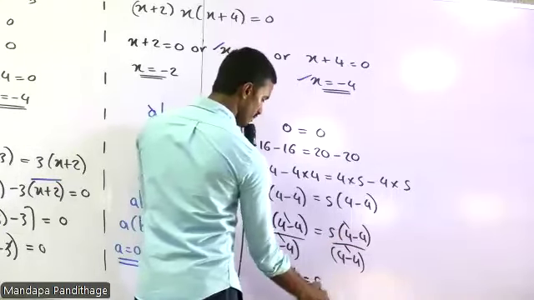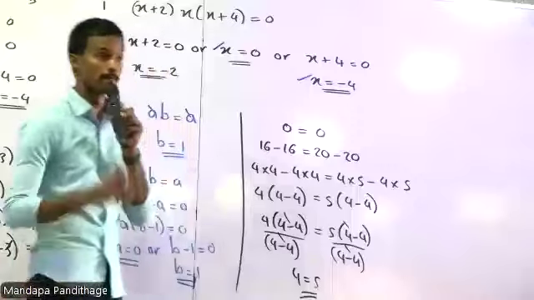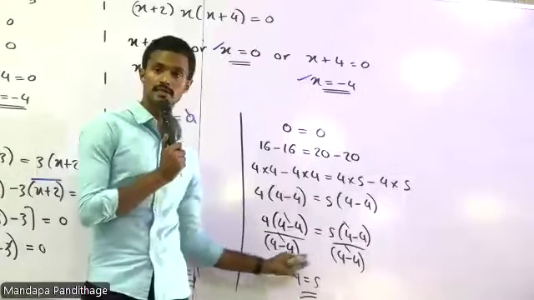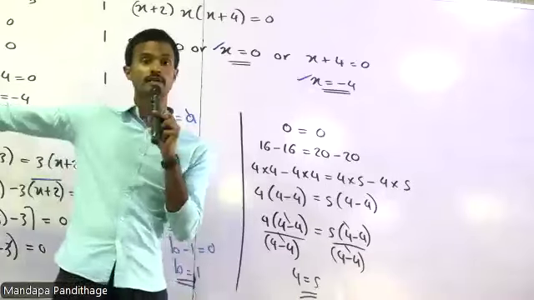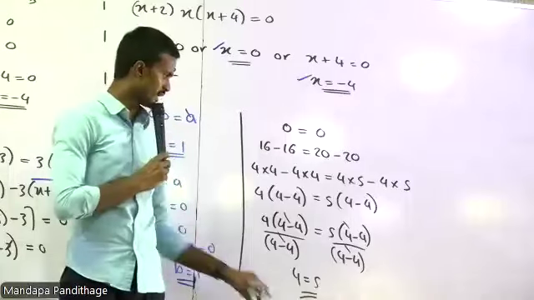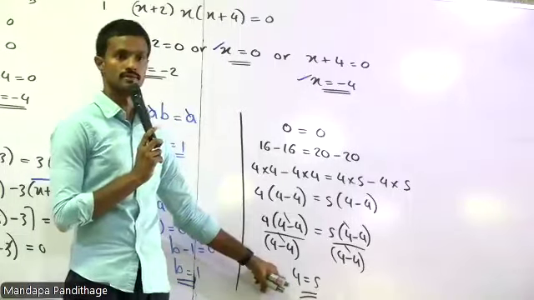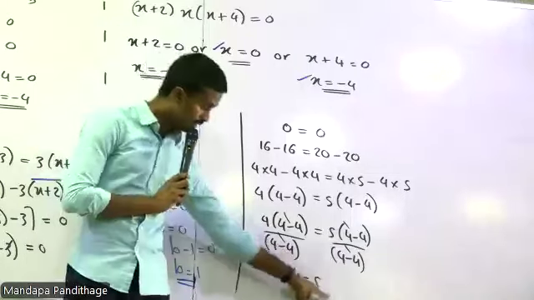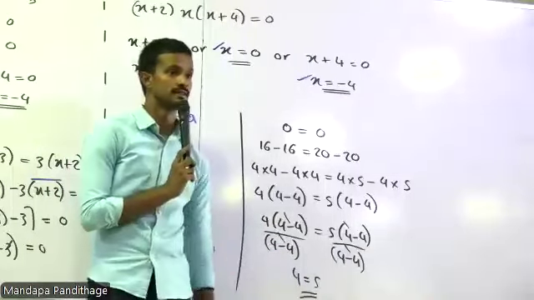4 is equal to 5. But tell me, what is 4 minus 4? It's 0. So here I have divided by 0, which is not defined in maths. So when you do something not defined, you get not defined answers. When you do something not defined in maths, you get non-defined or undefined answers.